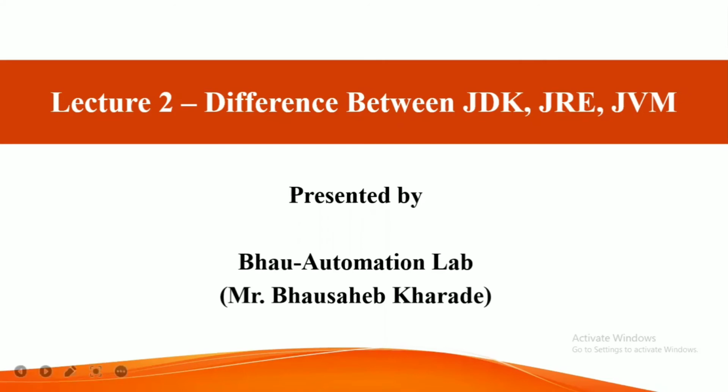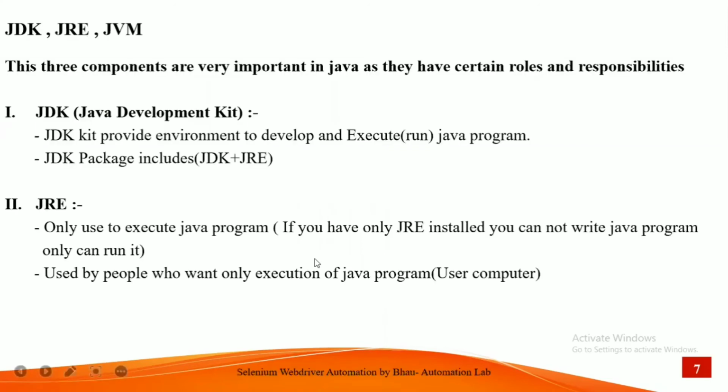So let's start with JDK, JRE, and JVM. These three components are very important in Java as they have certain roles and responsibilities in Java programming. What exactly are the roles and responsibilities of these components? We'll see this theoretically here, so you can easily understand the difference between these three components. Let's talk about JDK first.